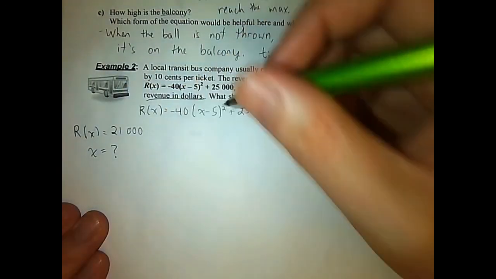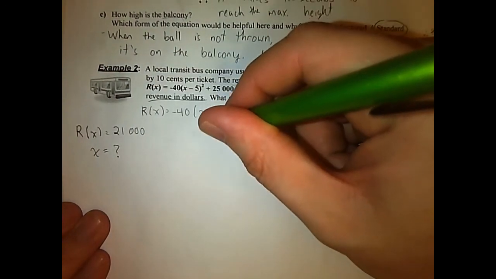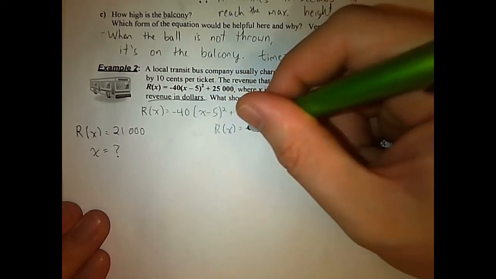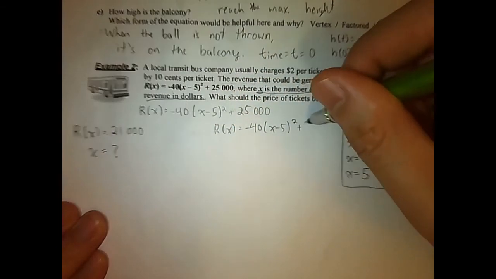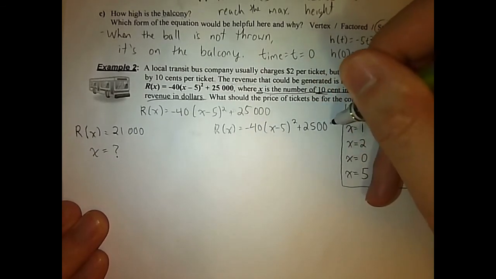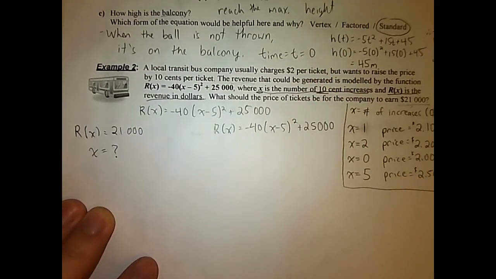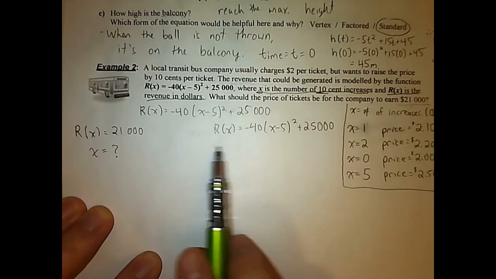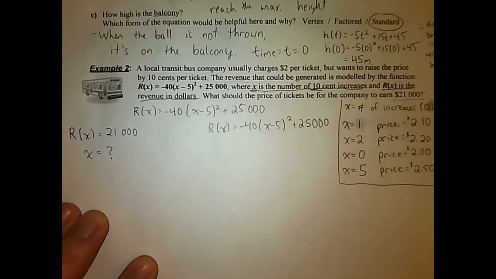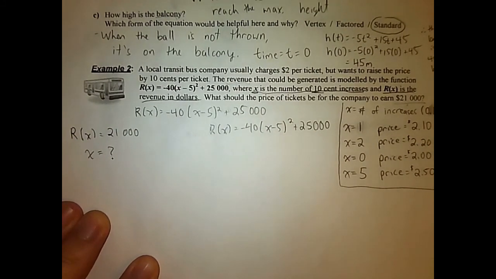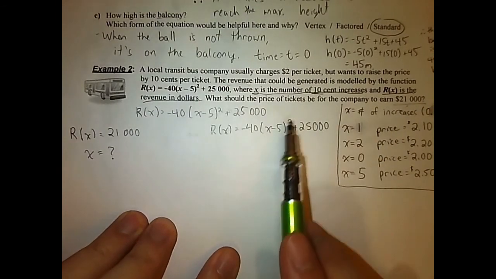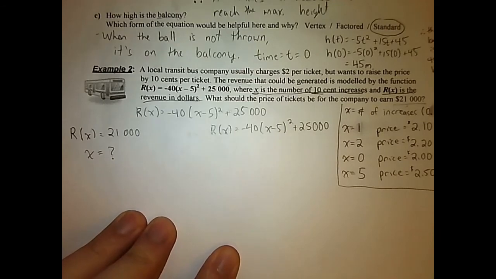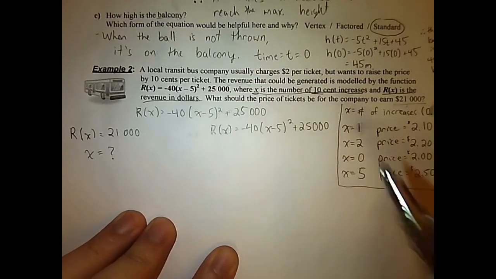So I'm going to start with my equation. R(x) equals -40(x - 5)² + 25,000. So what form is this equation in right now? Hopefully we can recognize it by the way it looks. Hopefully you're yelling at your screen or phone or whatever you're watching this on that, oh, I see an exponent here, this has to be vertex form. So we're going to be manipulating vertex form here.